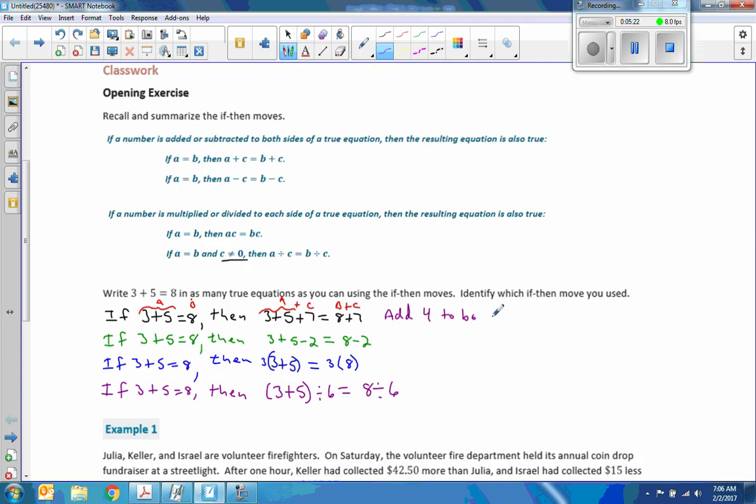4. What did I add? 7. Okay, add 7 to both sides. Okay, in this one, we subtracted 2 from both sides.